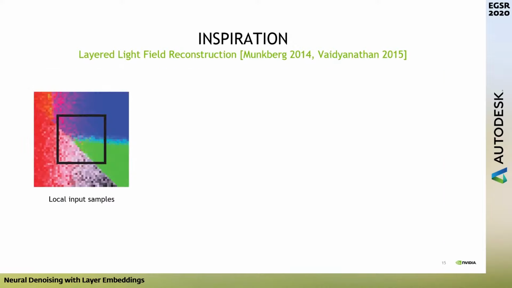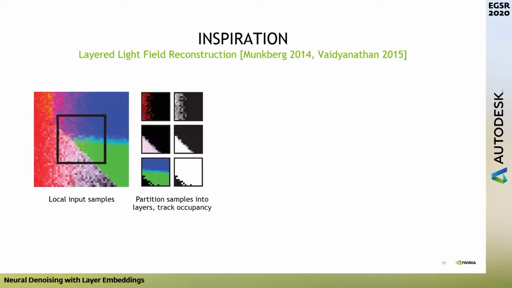So the obvious thing to do here is to separate these samples into depth layers. We create one layer for the foreground samples with a corresponding occupancy mask, one layer for the moving object, and one layer for the background.